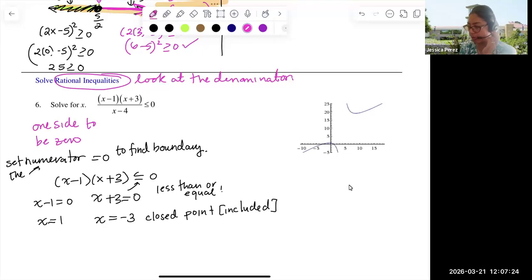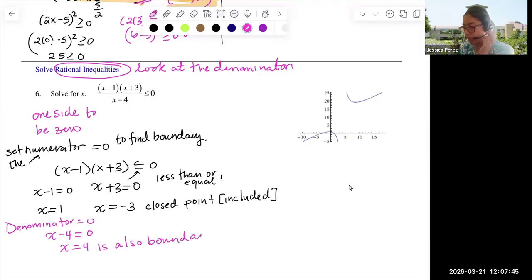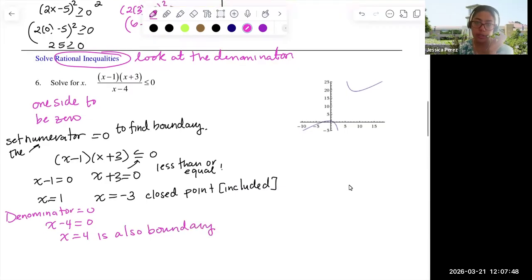Now on the denominator, when the denominator is equal to 0, it will never be included. So x minus 4, set it equal to 0, which is now the denominator equal to 0. That makes x equal 4. 4 is also a boundary point. However, the distinction between the first boundary points and the denominator's boundary point is that the boundary point of the denominator is never included.